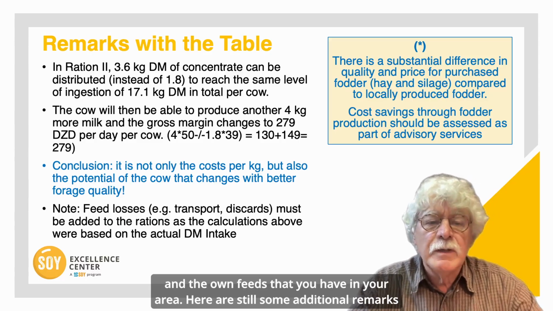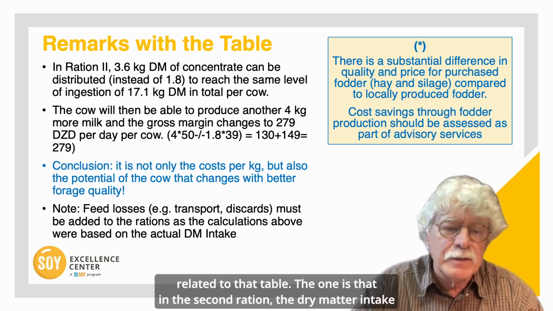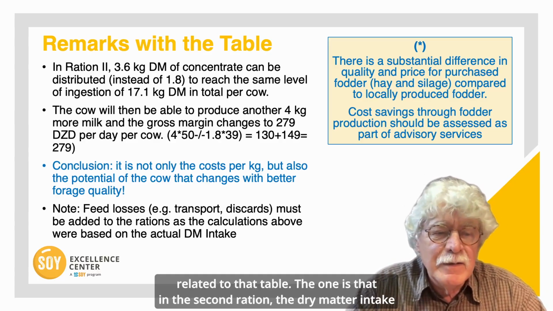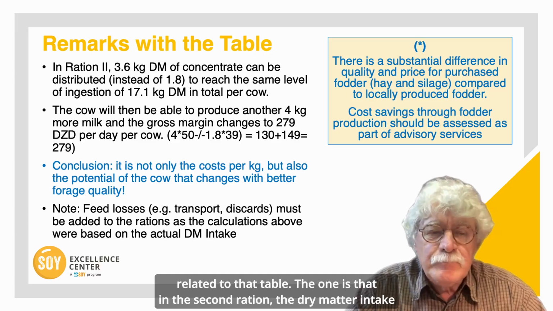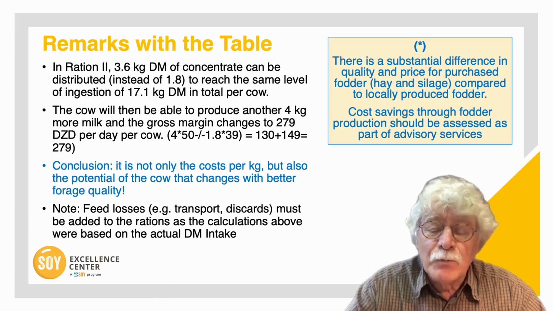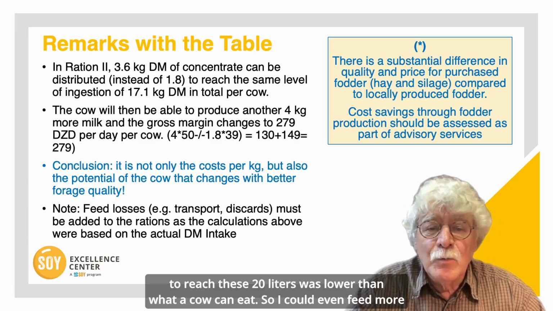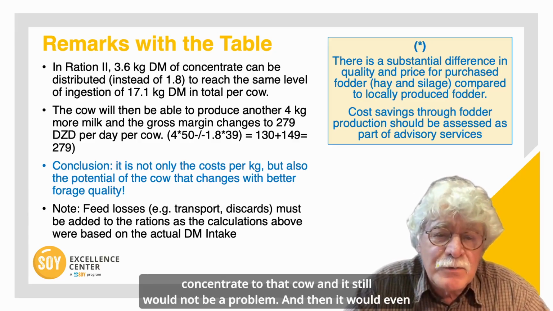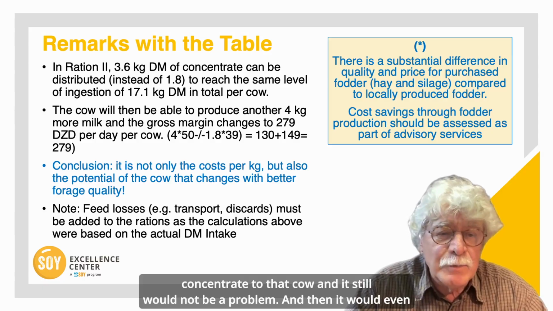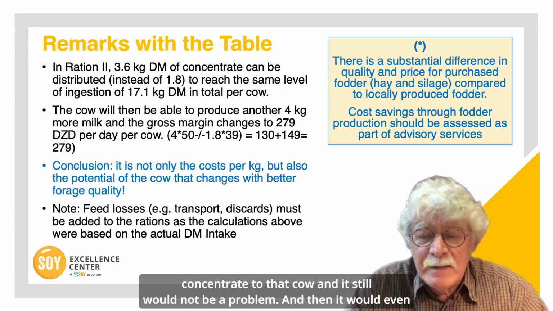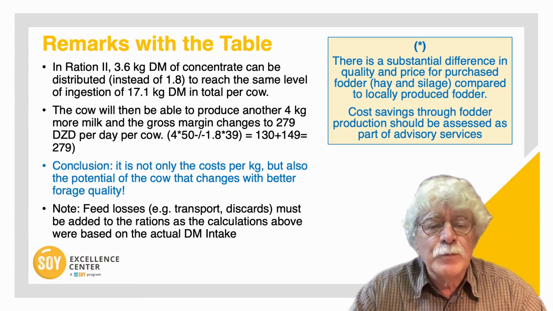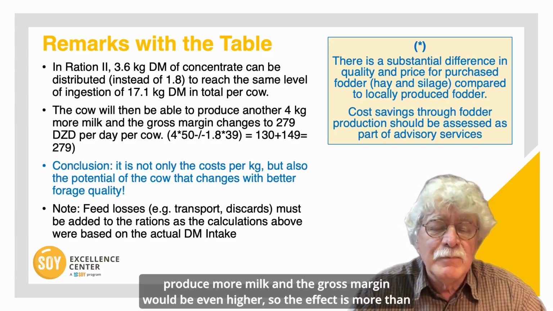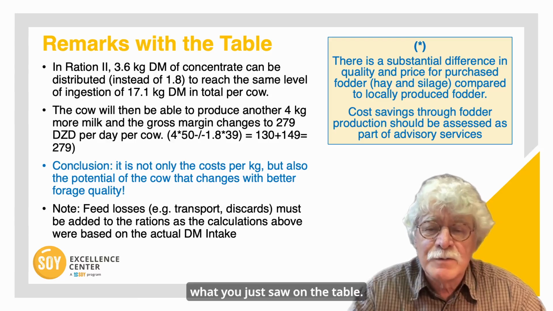Here still some additional remarks related to that table. The one is that in the second ration, the dry matter intake to reach these 20 liters was lower than what a cow can eat. So I could even feed more concentrate to that cow and it still would not be a problem. And then it would even produce more milk and the gross margin would be even higher. So the effect is more than what you just saw on the table.